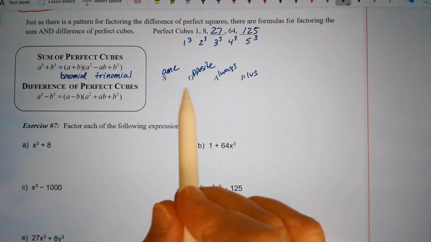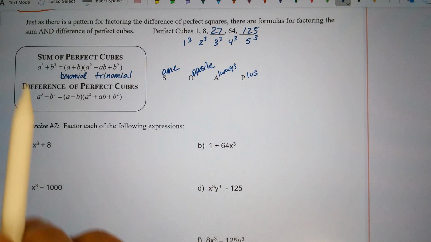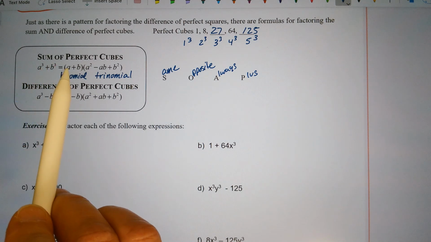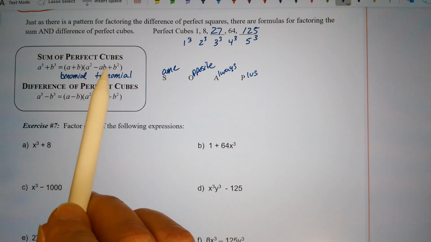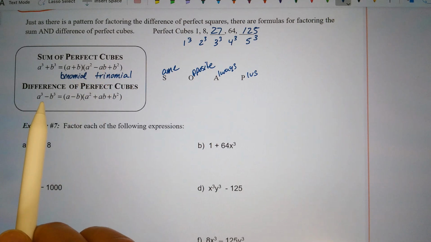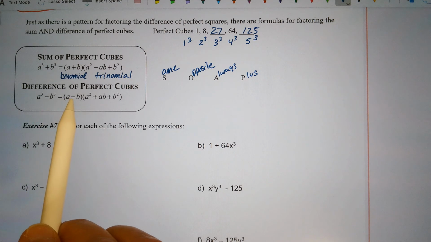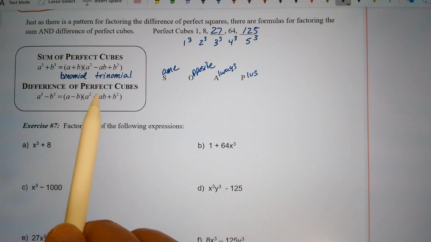So SOAP: same, opposite, always plus. If it's a sum, the binomial has the same sign. In the trinomial, the first sign is opposite, minus, and then always plus. If we start off with the difference of perfect cubes, the binomial has the same sign, subtraction, and then opposite, always plus.